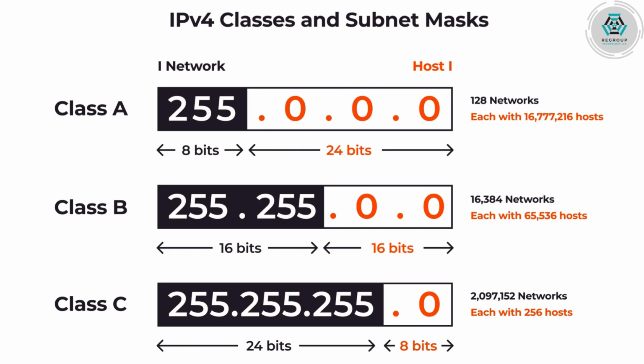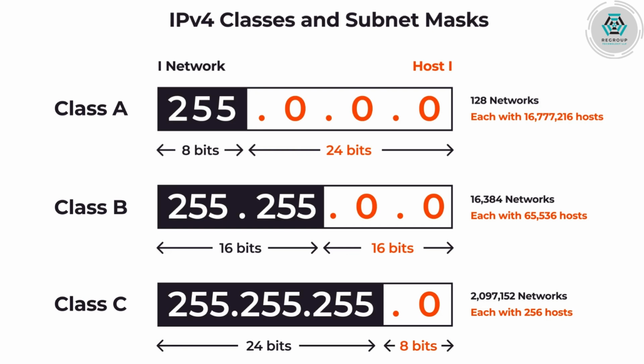Subnet mask. A subnet mask is a 32-bit number used in IPv4 networking to divide an IP address into network and host portions. It determines which part of the IP address corresponds to the network and which part corresponds to the host. For example, the subnet mask 255.255.255.0 used with the IP address 192.168.1.10 means the first 3 octets, 255.255.255, are the network part. The last octet, 0, is the host part.